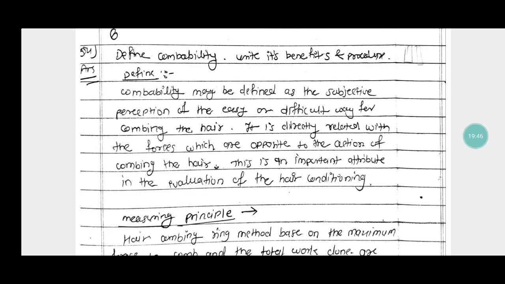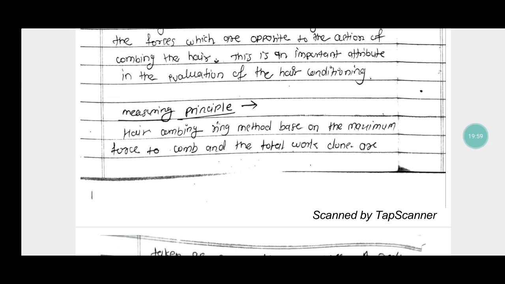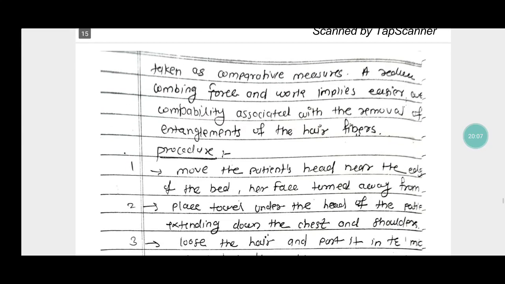It is directly related to the forces which are opposite to the action of combing the hair. This is an important attribute in the evolution of hair conditioning. So the measuring principle: the hair combing ring method is based on the maximum forces to comb and the total work done. Taken as a comparative measure, a reduced combing force and work implies easier combing.